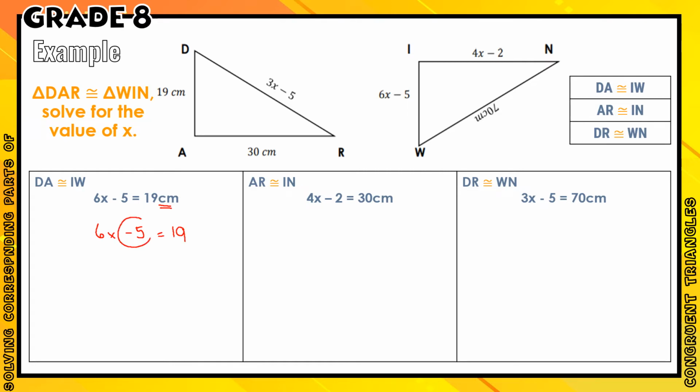So itong negative 5, lipat natin on the other side of the equation, transitive property of equality. So from negative 5, it will become positive 5, where we have here 6x equals 19 plus 5. So 6x equals, if we add 19 plus 5, it is 24. So may variable or may kasamang number si variable x, divide both sides by 6. Therefore, x equals 4.